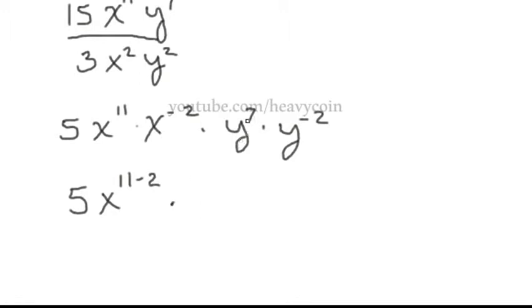And so we have y to the 7th, then minus 2. So this becomes 5x to the 11 minus 2 is 9, and y to the 5th. So that is now simplified completely down.